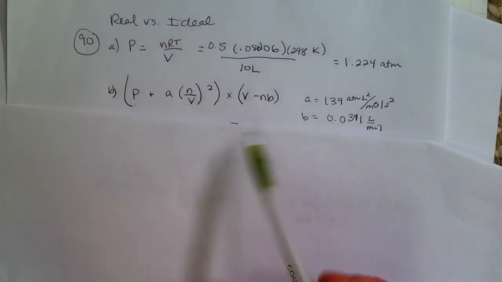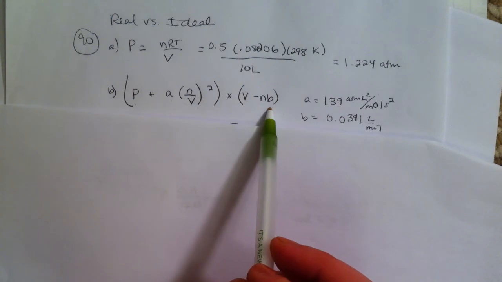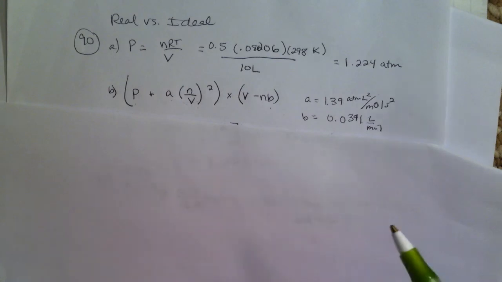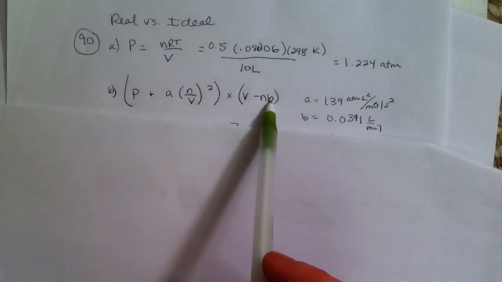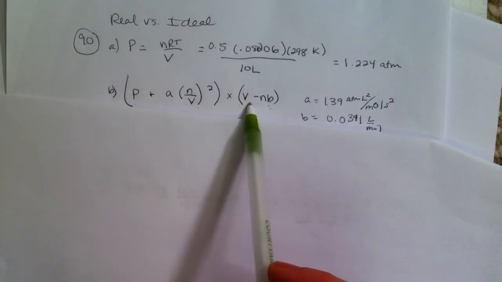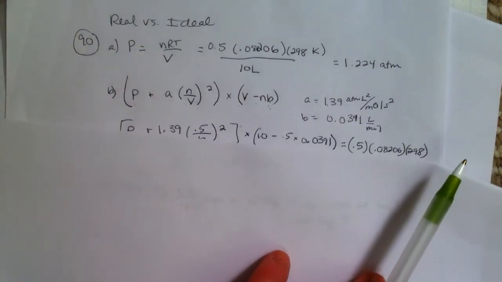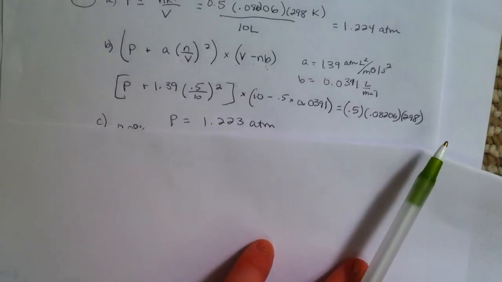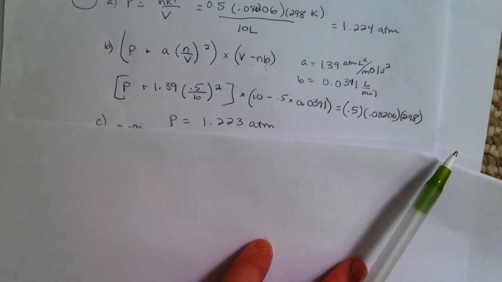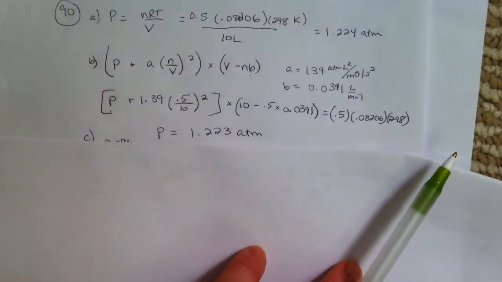And B is the correction for the particle size themselves. It's in liters per mole, or their volume, and the number of particles. So we see that the more particles there are times this correction for the size of those particles needs to be subtracted out from this actual space that the particles have. So anyway, substitute into the equation, and we find in this case that the pressure is 1.223, which is very close to what we got, 1.224 over here.